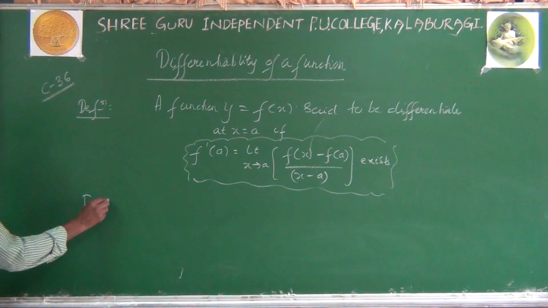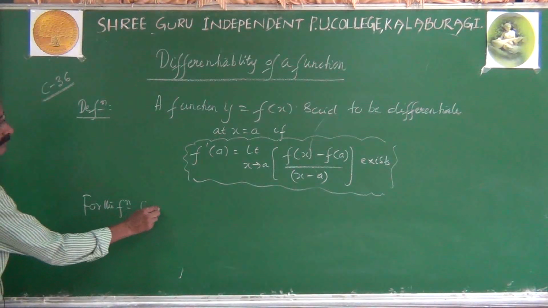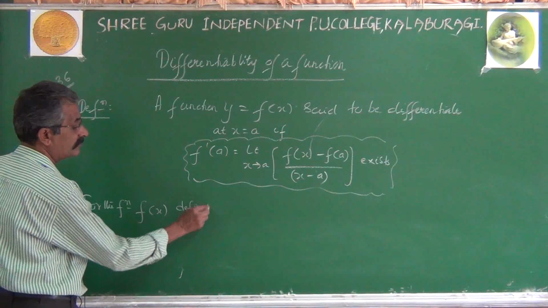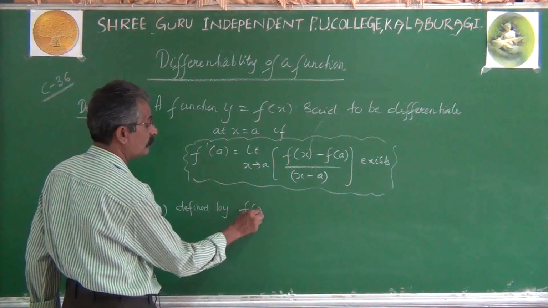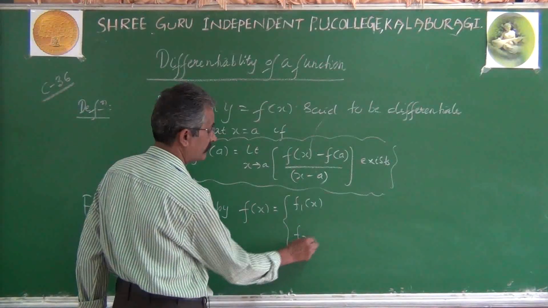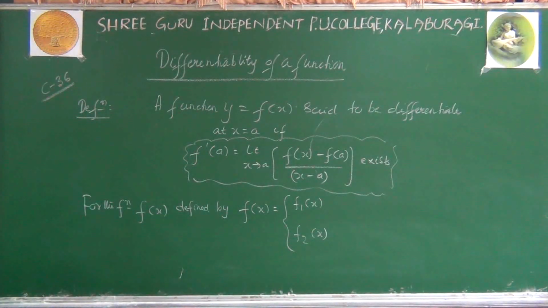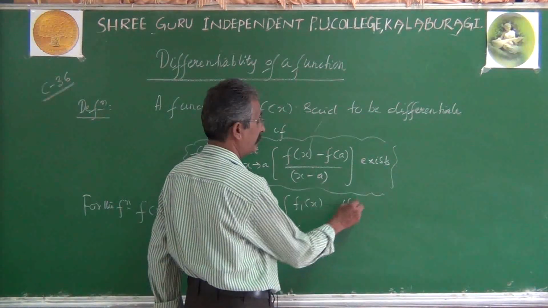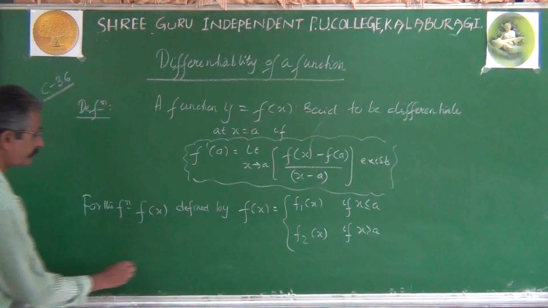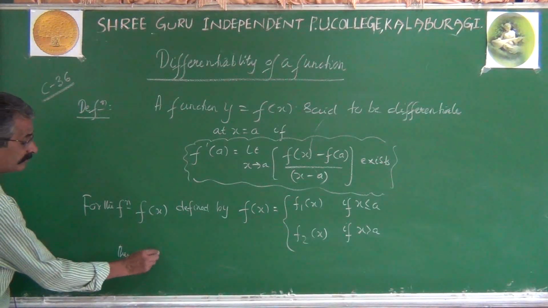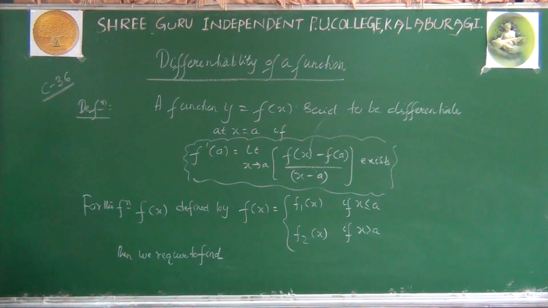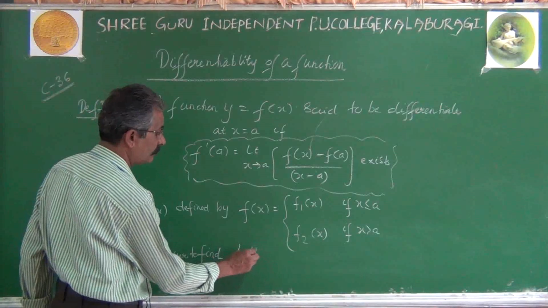For the function f of x defined by f of x equal to f1x, f2x in their well defined intervals, say f1x if x less than or equal to a, f2x if x greater than a, then we require to find the left-hand derivative, LHD.